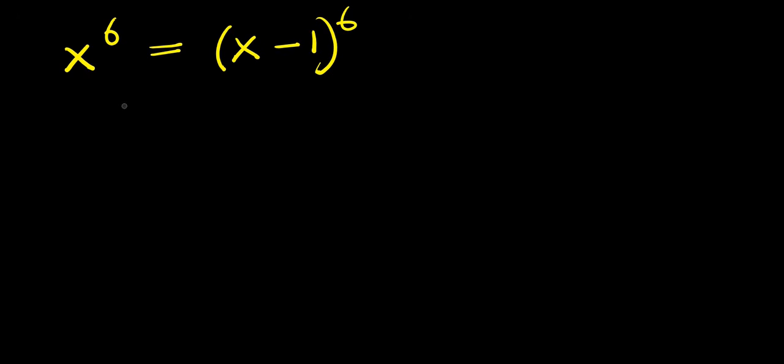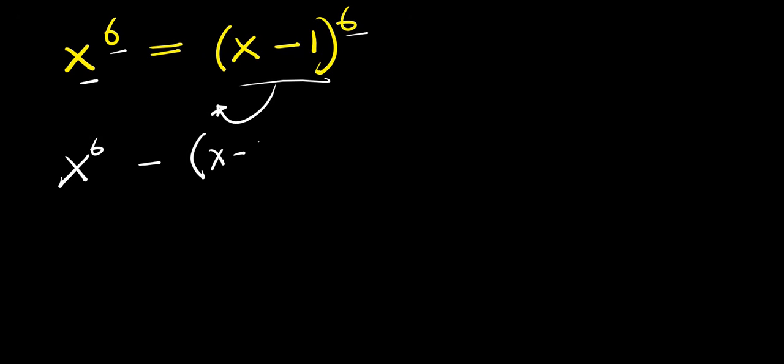Hello, how do we solve this exponential problem? This is x power 6 equals (x minus 1) power 6. Solving for all values of x that satisfy this equation. So let's move this over here. This is x power 6 minus (x minus 1) power 6, and this equals 0.